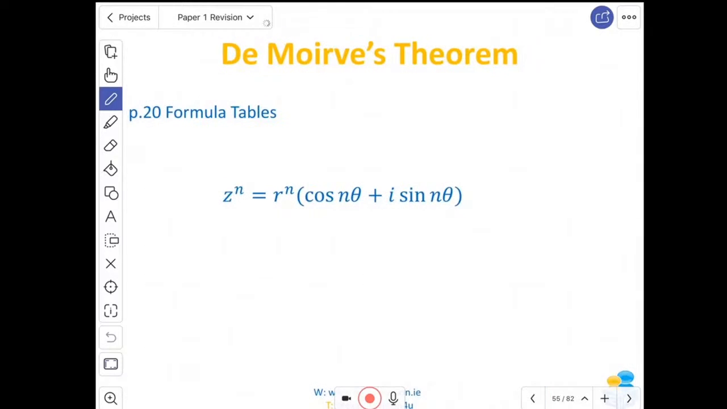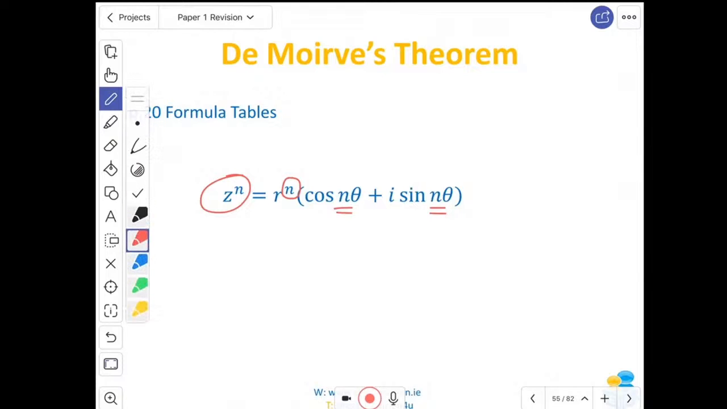Just to go back a second, the next thing I want to talk to you about is de Moivre's theorem. If you go to page 20 of your formula tables, you will see de Moivre's theorem there. It's kind of in the middle of your page. The first thing to be aware of with de Moivre's theorem is that it's basically like a rule where if you have a complex number raised to the power of n, the n comes in and multiplies your angles.